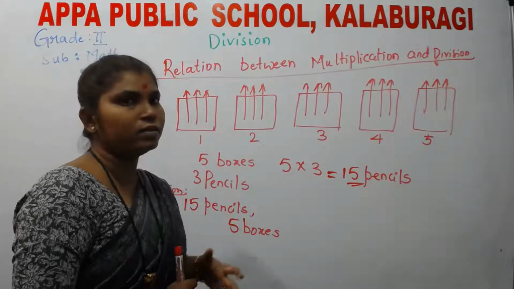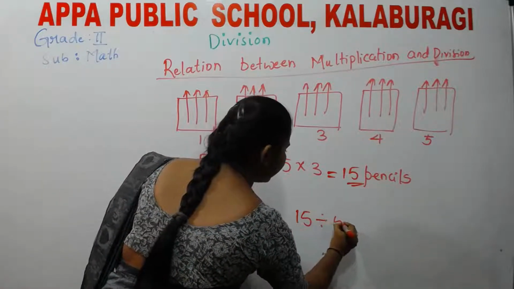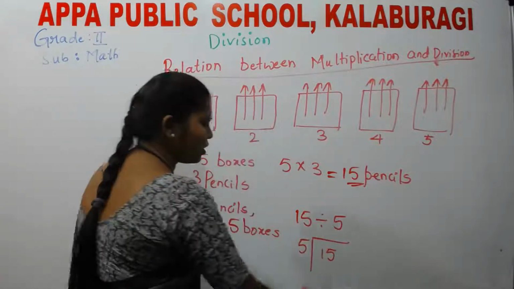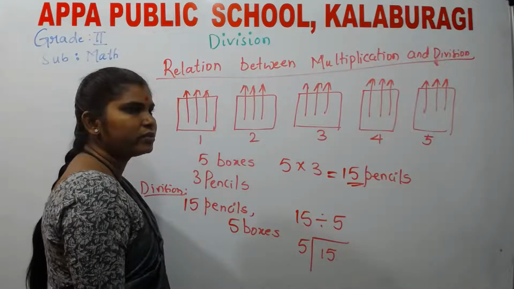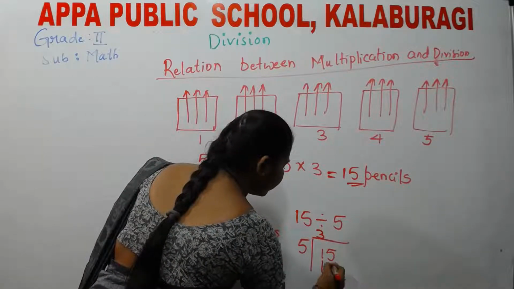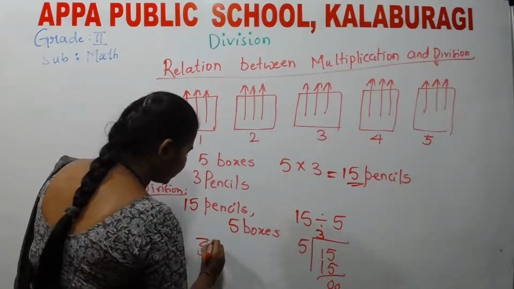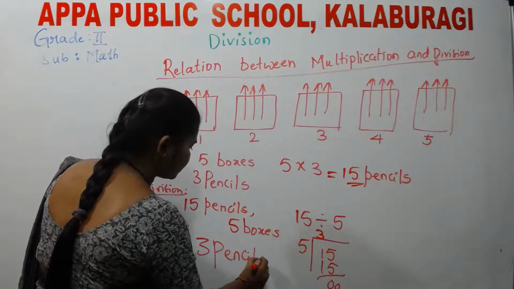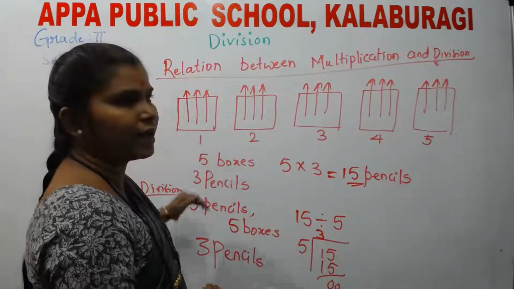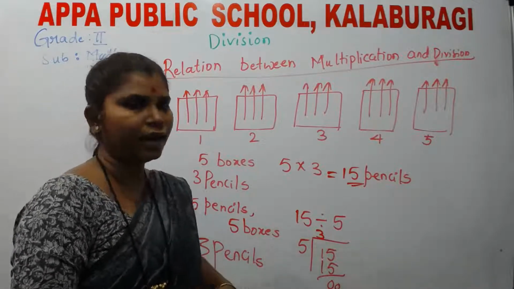Let us find this out by doing division. 15 divided by 5. 5 ones are 5, 5 twos are 10, 5 threes are 15. So how many pencils do I have in each box? 3 pencils. Yes, this is how you correlate between multiplication and division. This explains the relationship between multiplication and division.